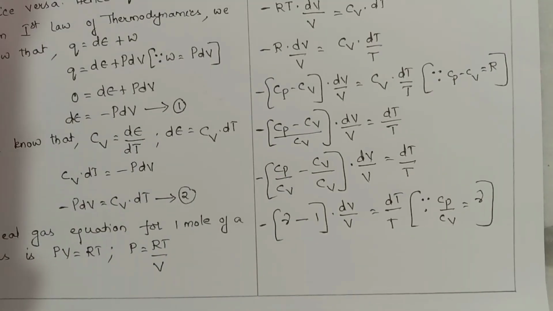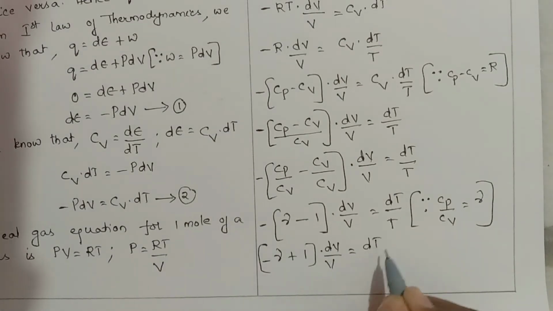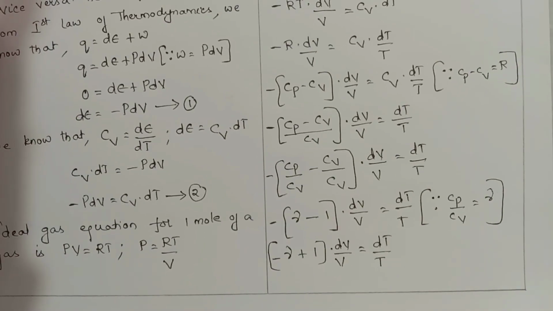Let us try to open the brackets. So minus minus gamma, minus into minus plus 1, put it in brackets, into dV by V is equal to dt by T. Okay, so till here clear? Minus gamma plus 1. So next step, plus is there before 1, minus is there before gamma. So I will just reverse it. 1 minus gamma I will write. Is there any wrong in that? No, right? Okay, so we will write the next step.